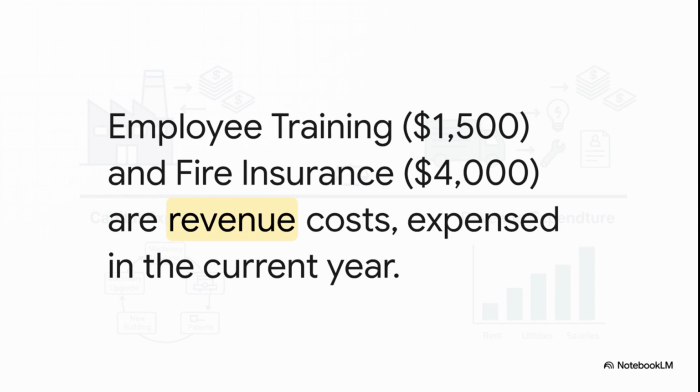Well, employee training. That's considered a day-to-day operational expense. It's about the people, not the machine itself. And the fire insurance, that's a recurring cost to protect the asset over its life, not to buy it. So both of those get classified as revenue expenditures.